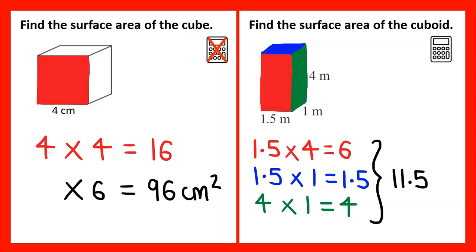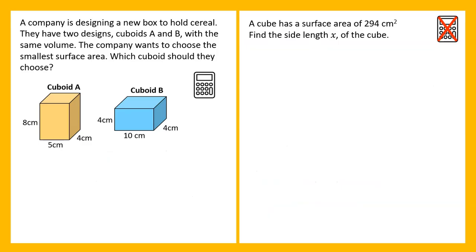And because there's 2 of all of these faces, top, bottom, front, back, side and side, we can multiply 11.5 by 2 to give us the total surface area, which would be 23 meters squared. On to the intermediate questions. With an increase in difficulty, we have 2 cuboids.